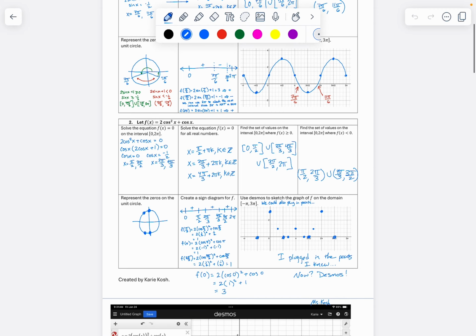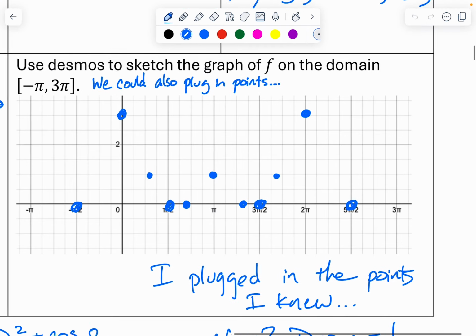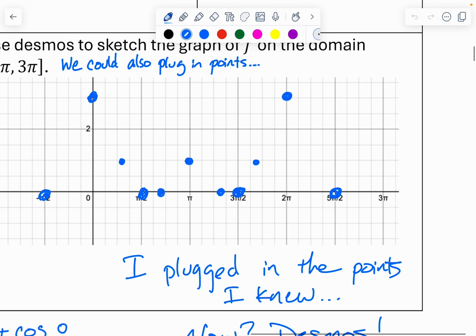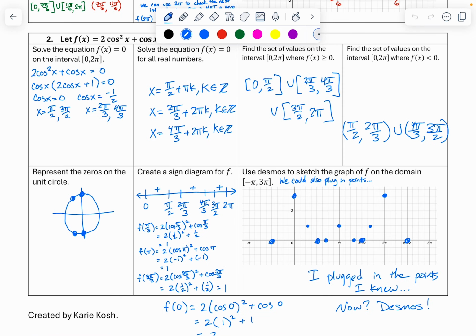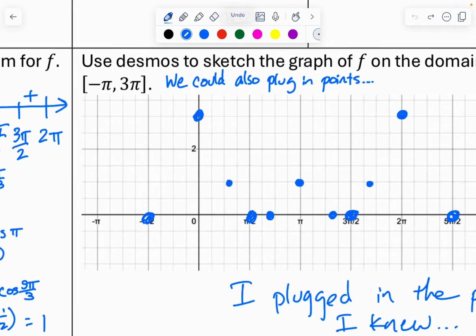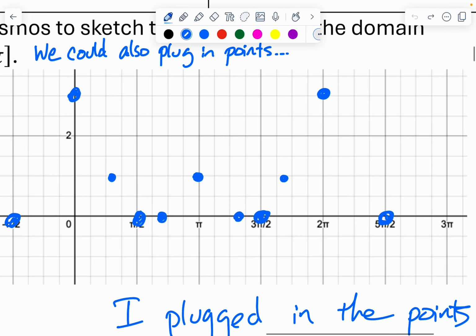And what I started doing is I started plugging in points. And so I knew my zeros from here. Can you see a little cursor? I don't know. I knew my zeros from here. So I put them on the grid. I had a 0 at pi over 2. I had a 0 at 2 pi over 3, 3 pi over 2, 5. And then I had the one, so this is at pi over 2.